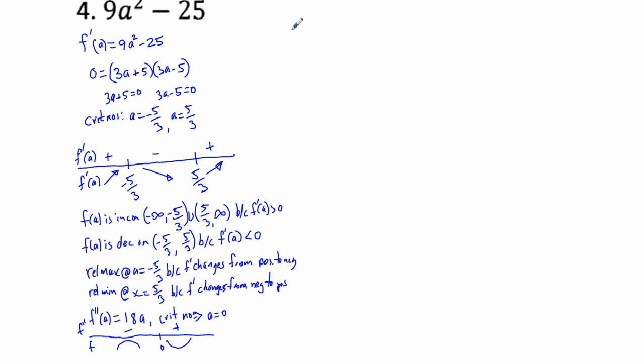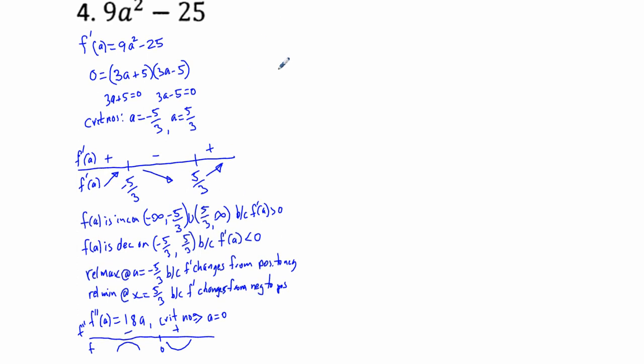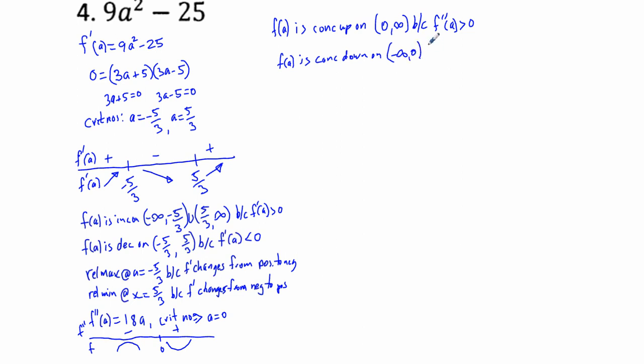And now coming up here, we will say we have f of a is concave up on 0 to infinity because f double prime of a is greater than 0. f of a is concave down on negative infinity to 0 because f double prime of a is less than 0.